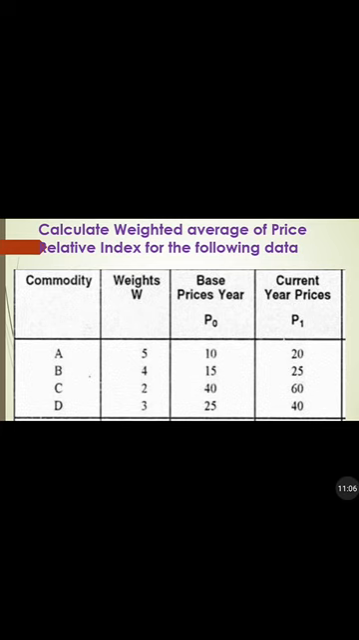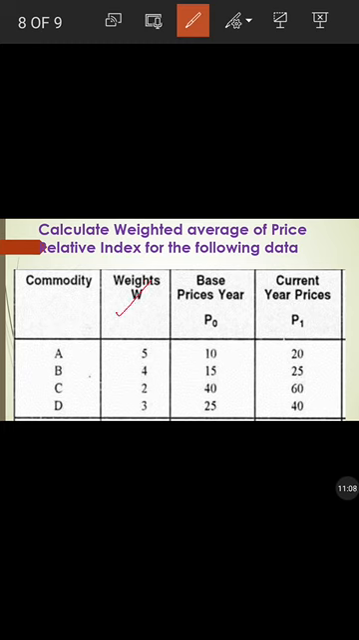In the question I have directly given the W, the base year price and the current year price. So always remember that when weights are given directly, you need not calculate W is equal to P0 into Q0. You need to calculate the value of W only when Q0 is given separately. But in this particular question I have given the W values separately, so you need not calculate W separately. It is given in the question itself.